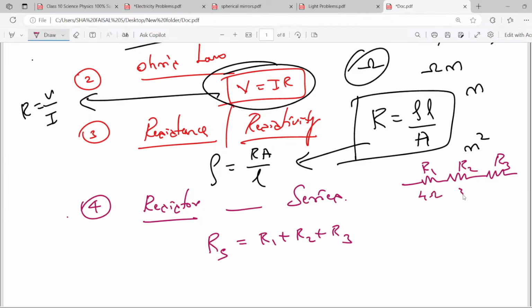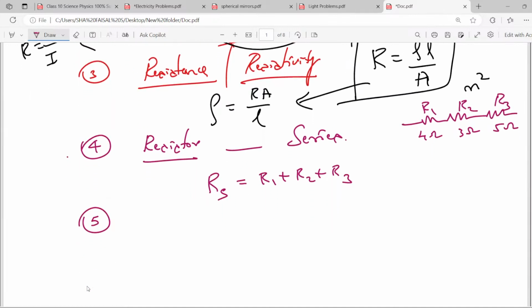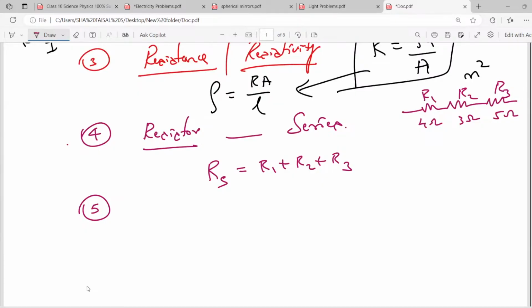They will give you this as 4 ohm, this as 3 ohm and this as 5 ohm. Like this they will give you the values. Just we have to add. Anyhow, we'll see when we solve the numericals related to this. So remember, when the resistors are connected in series, RS is effective resistance or total resistance, that is R1 plus R2 plus R3.